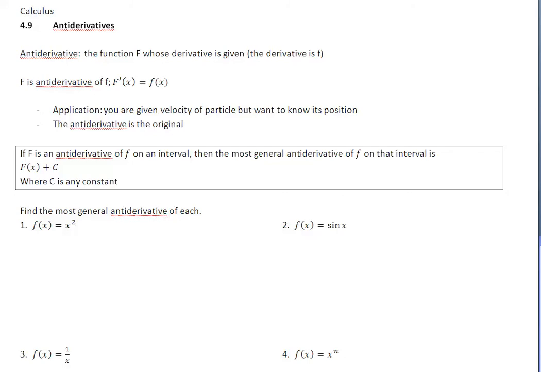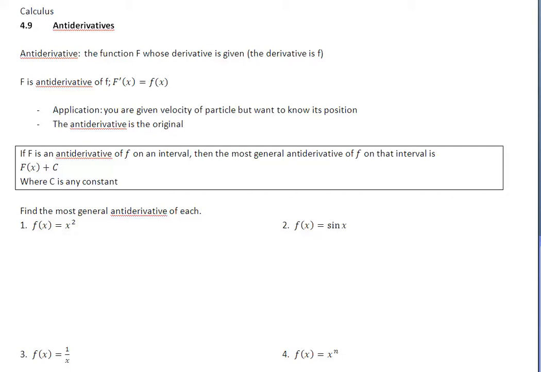The last section in chapter 4 is on antiderivatives. Now, the good part is we've already really looked at antiderivatives. Derivatives, obviously, we've been doing: we can find the derivative of a function. The antiderivative of a function is really just going backwards. If you want to find the antiderivative of something, it's the function whose derivative is given. So now you're given the derivative and you want to go backwards. You want to say, what function has a derivative of what you're given?